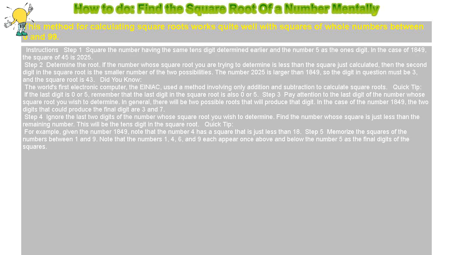How to do: find the square root of a number mentally. This method for calculating square roots works quite well with squares of whole numbers between 0 and 99.